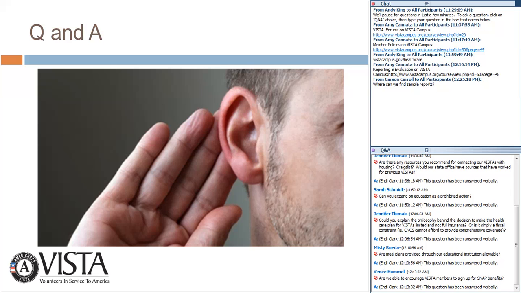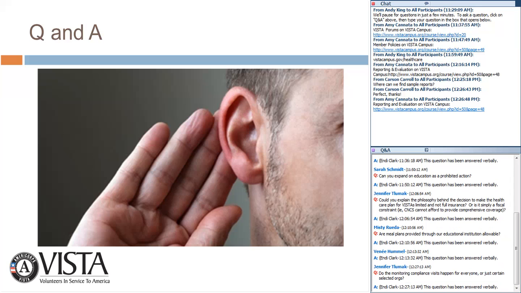Okay, and then I see another question that popped up. Do monitoring compliance visits happen for everyone or just certain selected organizations? And the answer to this is every year state offices do a monitoring assessment that determines which programs we do go to visit. And so your state office will let you know after they do the monitoring assessment whether your project has been selected for a monitoring visit. So we don't go to everyone, so hopefully that answers your question.